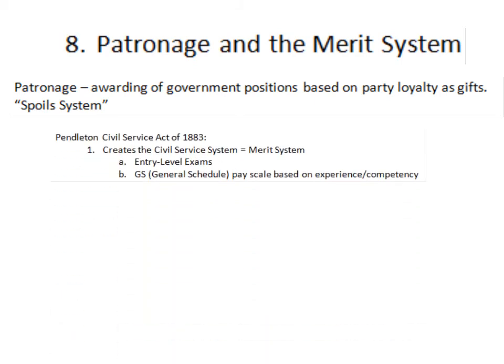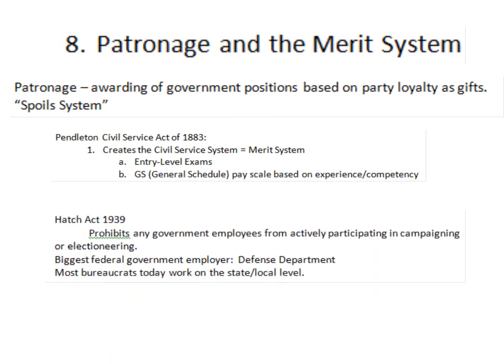But by the late 1800s, people were growing very tired of this corrupt system, and the Pendleton Civil Service Act helped correct a lot of these issues. It created a merit-based civil service system in which getting a government job started with passing an entry-level exam, and then being rewarded with higher pay on a general schedule scale was all based on your level of experience and competency in your job. The Hatch Act of 1939 took this further by prohibiting any government employees from being able to participate actively in electioneering or campaigning for a politician.